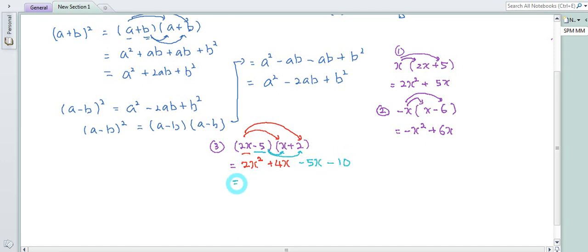Now we just need to simplify it. You will see any like terms here. We have 2x squared. This one we just copy, we cannot do anything here. Positive 4x and negative 5x, these two are like terms. We can simplify it. We get negative x minus 10.